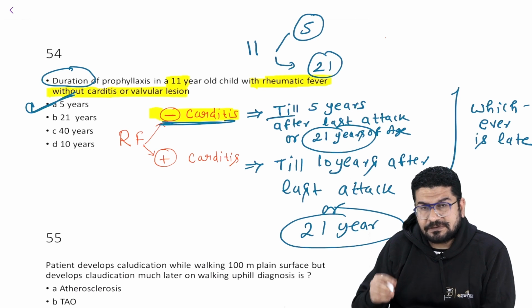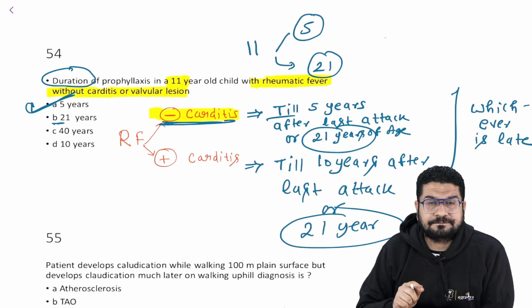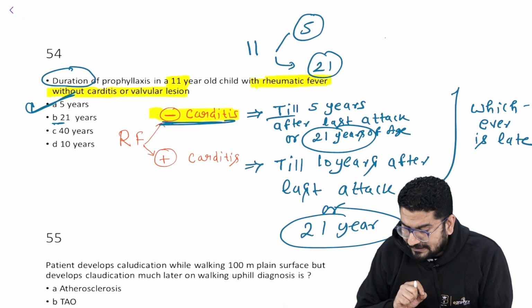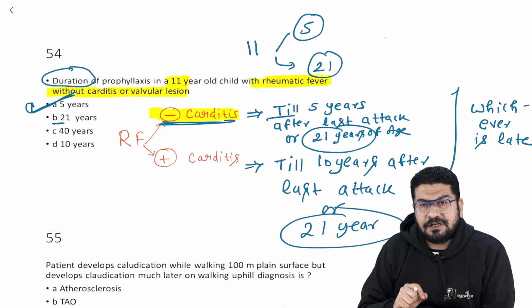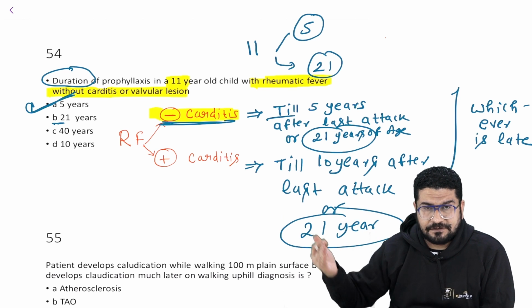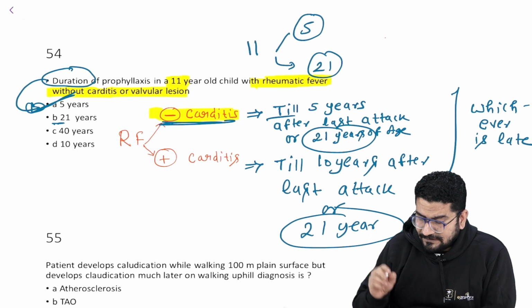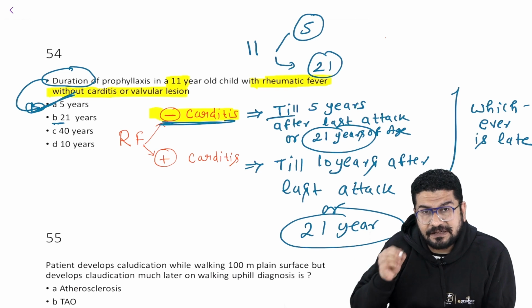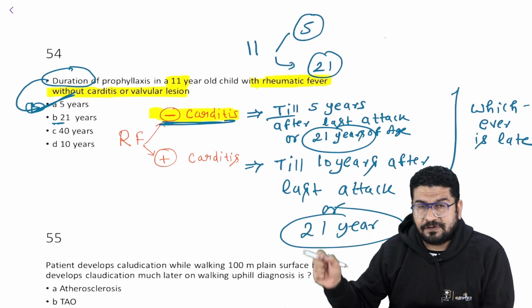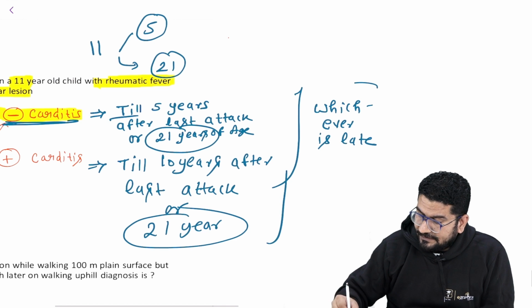Suppose in the MCQs it is mentioned till the patient reaches, then the answer will be 21-year-old. Is it clear? So why is the answer not 21 years? Because 21 years is not the time for which you are giving prophylaxis. 21 years is the age when the patient reaches. So if the question is duration, it should be 5 years. Suppose if they have mentioned the question like this, till the patient reaches 21-year-old, then that could be the better answer, because the point is whichever is later.